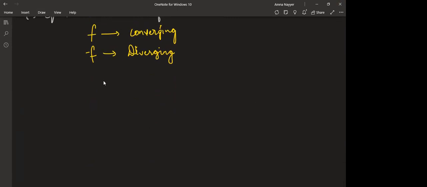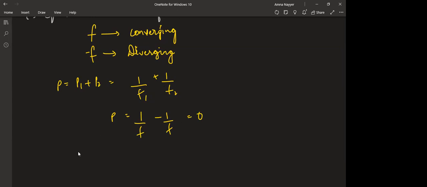Now look here. When you take the combination of power, P1 plus P2, you write the reciprocal addition of the focal lengths. So this becomes 1 by F minus 1 by F, so power is equal to 0. Focal length and power are inversely proportional to each other. Focal length is 1 by power, 1 by 0, which is infinity. So option C, infinity, was right.